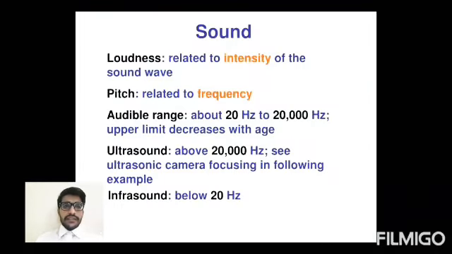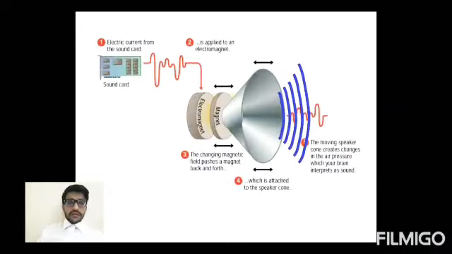Sound relates to the intensity of the sound wave and its frequency. The audible range is 20 Hz to 20,000 Hz. The upper limit decreases with age. Ultrasound is above 20,000 Hz, used in ultrasound cameras for focusing and similar tasks. Infrasound is below 20 Hz. Here is an image of the sound, you can see.